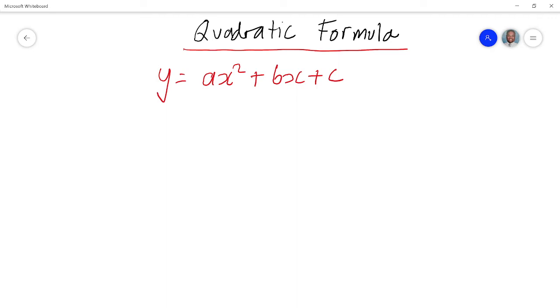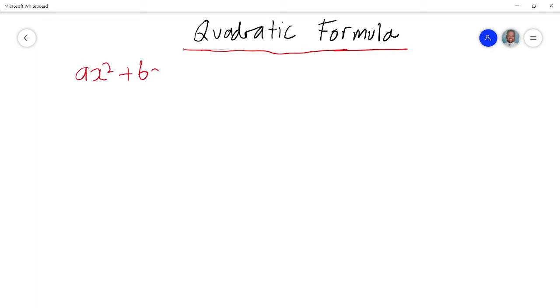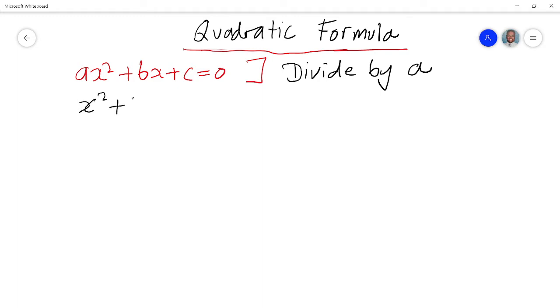The first thing we need to do is imagine we make this expression equal to 0. So we know that ax squared plus bx plus c is equal to 0. The first thing we need to do is divide by a. What that results in is x squared plus b over a x plus c over a equals 0. When you divide ax squared by a, that becomes x squared because the a in the numerator and the a in the denominator cancel out. Then you get b over a x plus c over a. We can't simplify that further, so we leave it like that.